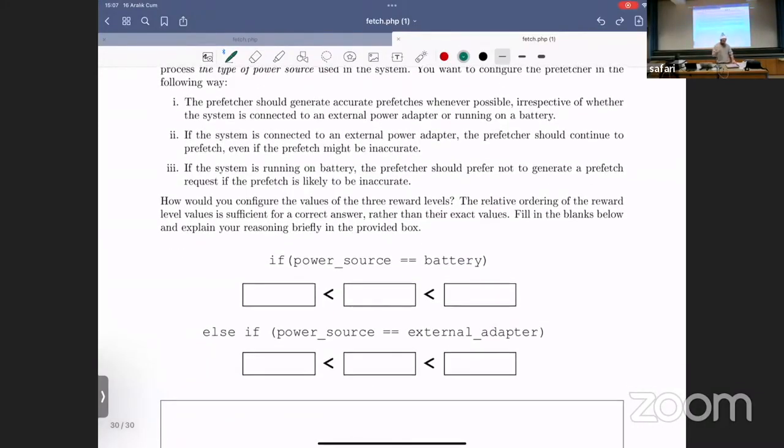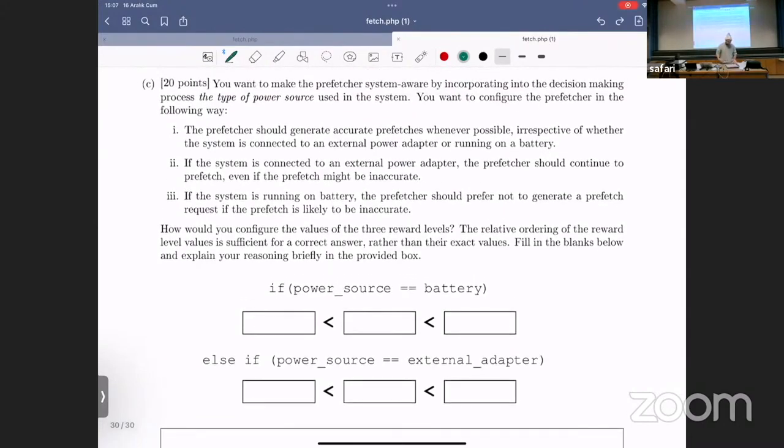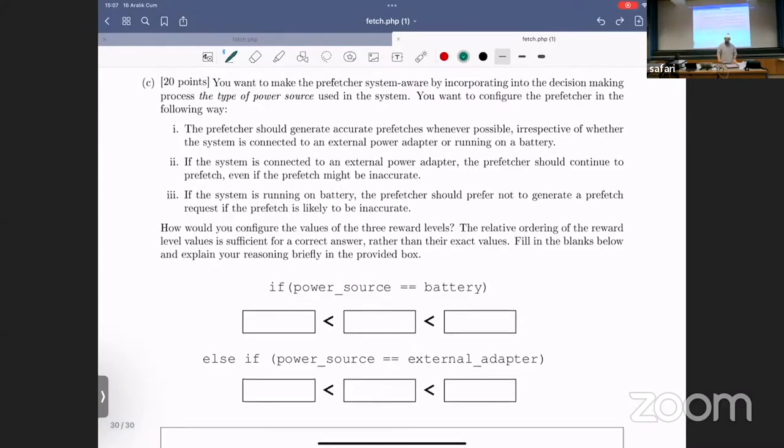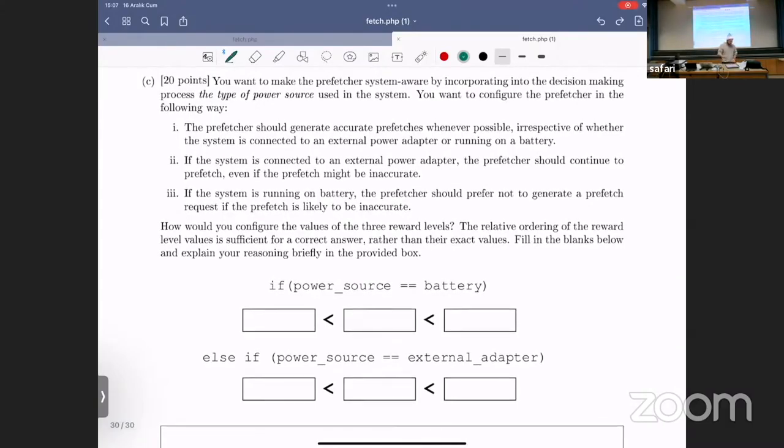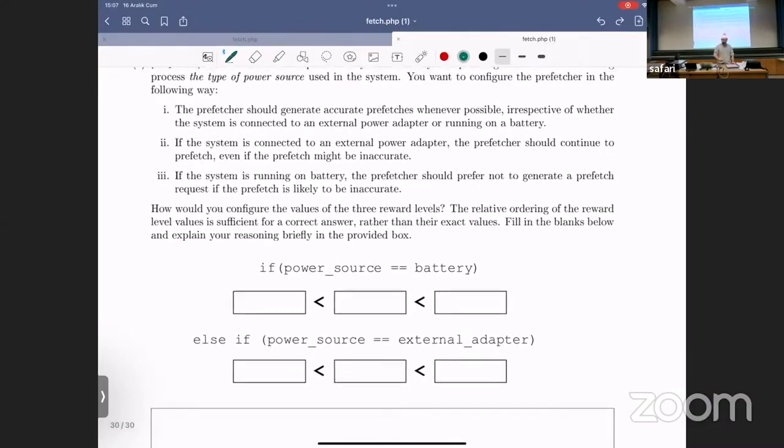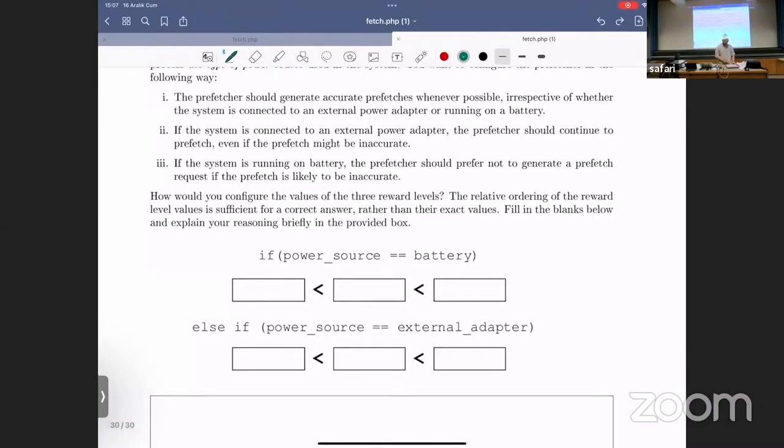So if the system is connected to an external power adapter, the prefetcher should continue to prefetch even if the prefetch might be inaccurate. So if this is the case, which one should it be in the second branch here in the LSIV, where we have the external adapter? Which one should be higher, the no prefetch or the inaccurate prefetch? Correct. Why? Because even though we might be inaccurate, we will prefetch aggressively because we do not care about not prefetching. We want to prefetch as aggressively as possible.